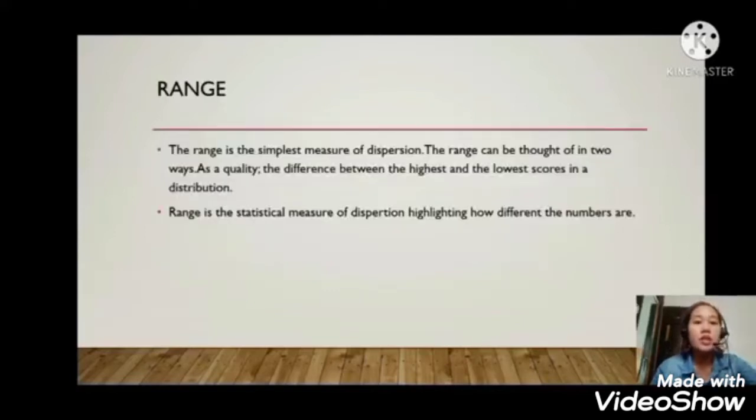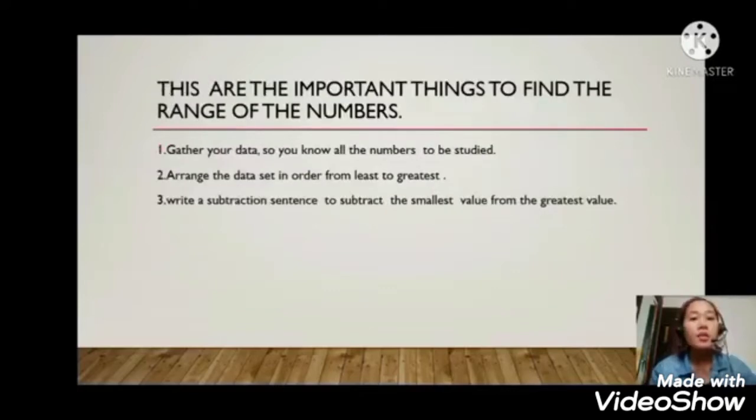So the range is the simplest measure of dispersion. The range can be thought of in two ways: as the difference between the highest and the lowest scores in a distribution. Range is the statistical measure of dispersion, highlighting how different the numbers are.